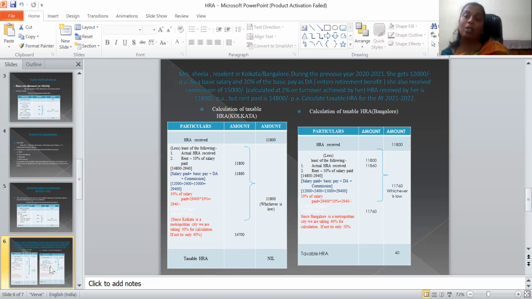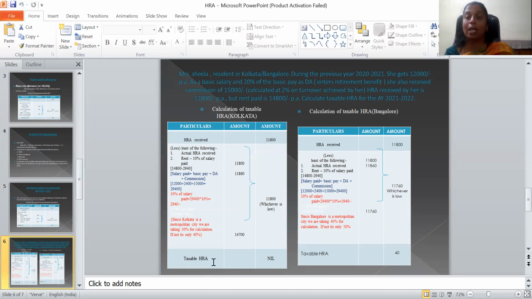Now, if she resides in Kolkata, then for the exemption amount we calculate the least of the following. If the same individual resides in Bangalore, then it will be 40%. In a metropolitan city, it will be 50%. Now, let us check the impact if she is residing in Kolkata, and the impact if she resides in Bangalore. The amount she has received as HRA, all of us know, is 11,800 rupees.